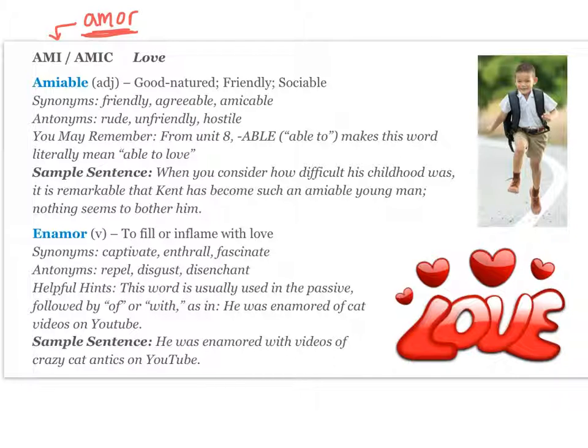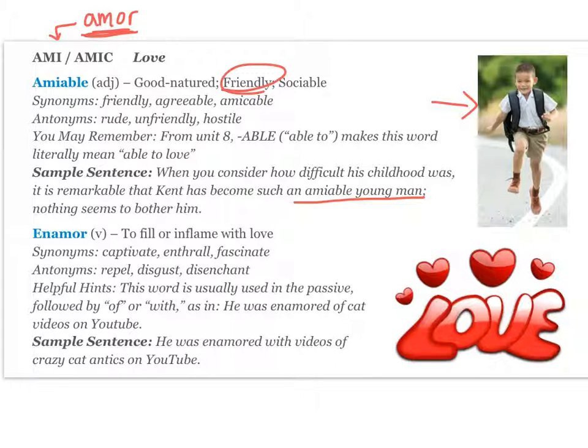Your first word is amiable. It's an adjective, and friendly is the best way to remember it. This is a word that's used really easily. So if this is a friendly child, you could call him also an amiable child. Same thing in the sample sentence. Ken has become such an amiable young man just means that he is friendly.